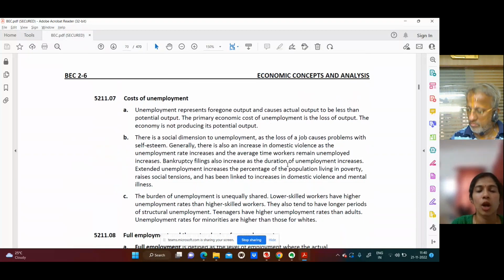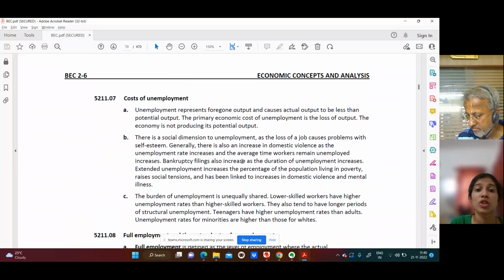So the primary economic cost of unemployment is the loss of output. The economy is not producing its potential output because probably there could be less demand. Your products are not in demand, so you don't need people to be employed. So it's again a vicious circle. Because of this happening, and because of lack of demand, you have unemployment. It's a vicious circle, right?